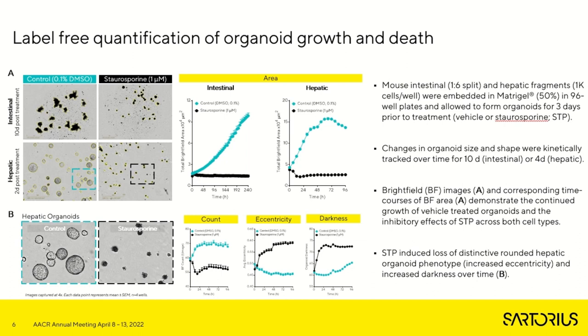Time course plots show staurosporin caused a marked reduction in the number of organoids and induced a time-dependent and parallel increase in the eccentricity and darkness, which align with the loss of the round phenotype and cell death images that were being captured.